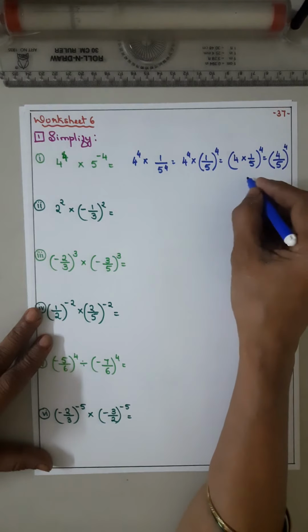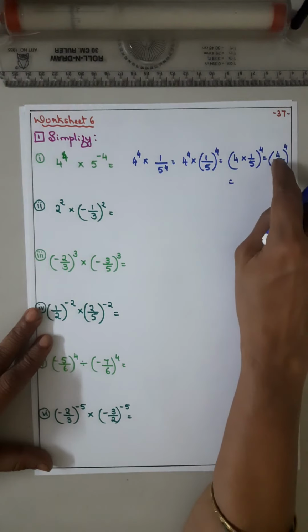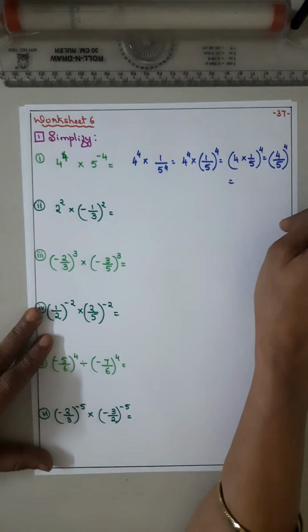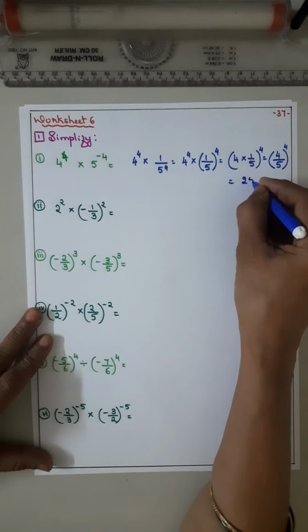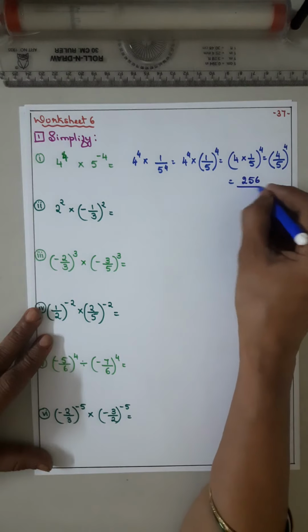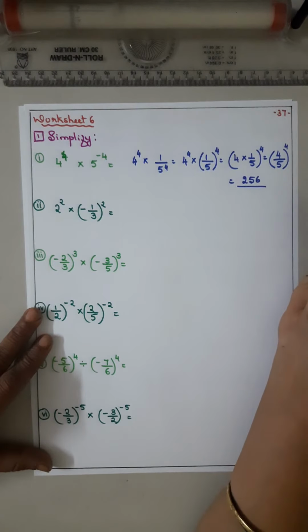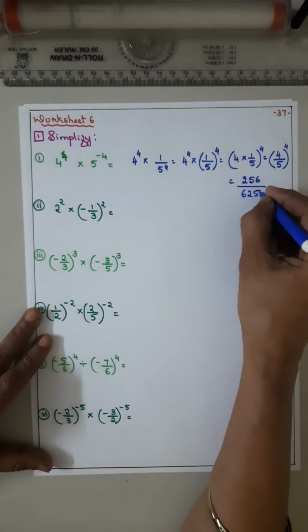What is the value? You already know, 4 4s are 16, 4 4s are 16. Now if you multiply 16 16s, it is 256. Then 5 5s are 25, 5 5s are 25, 25 25s are 625.